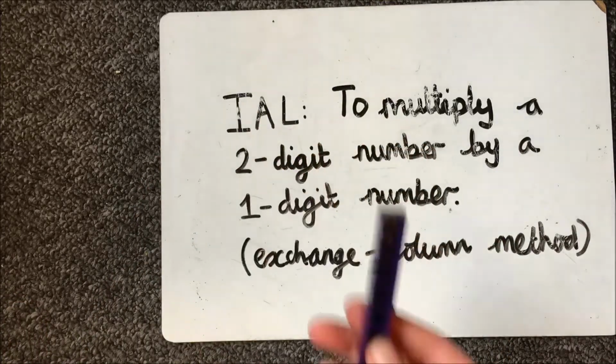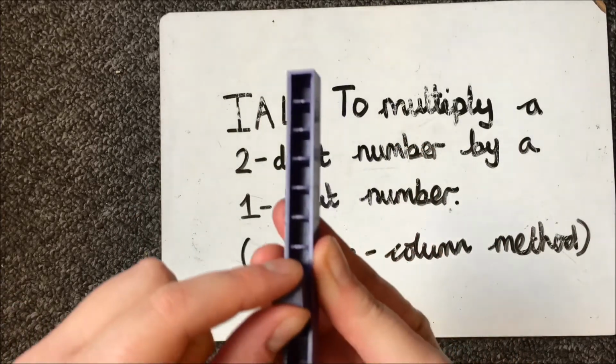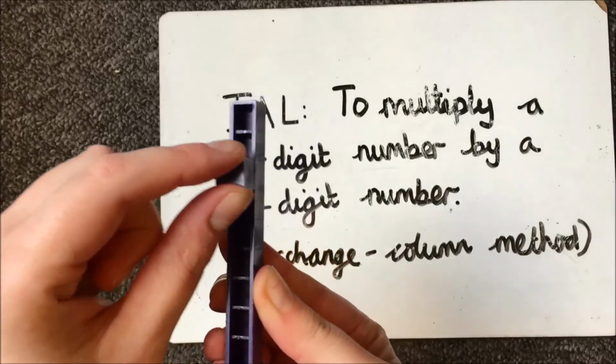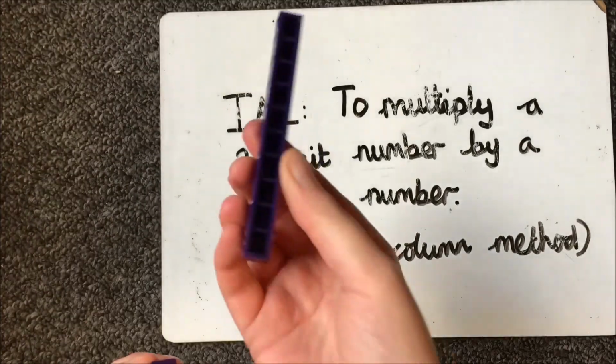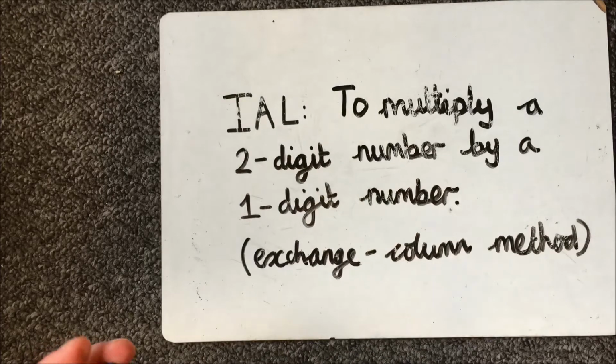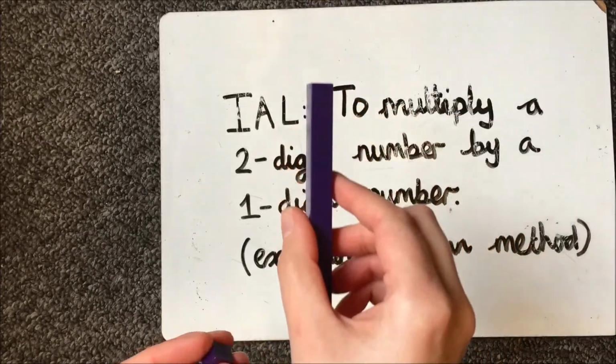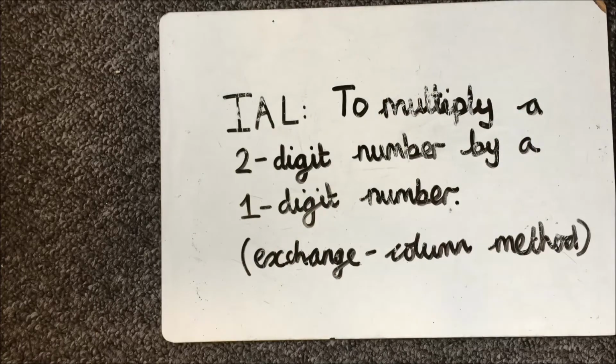How many ones? 1, 2, 3, 4, 5, 6, 7, 8, 9, 10. So when we get 10 ones, it changes to a 10. So 10, 11, 12, 13, we'd have to change for a 10. If we're changing 11, for example, we'd change it for a 10, and then we'd keep the 1. If we're changing 12, we'd change it for a 10, and then keep 2 ones.